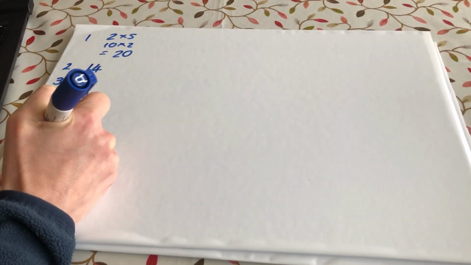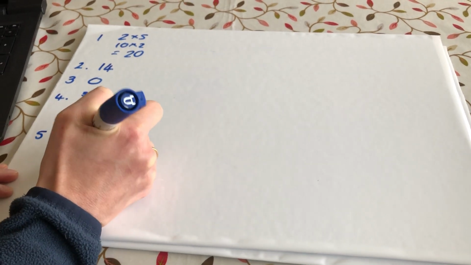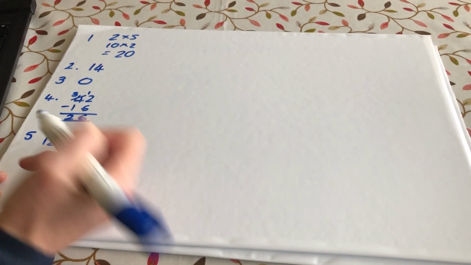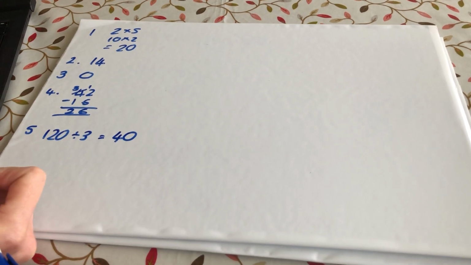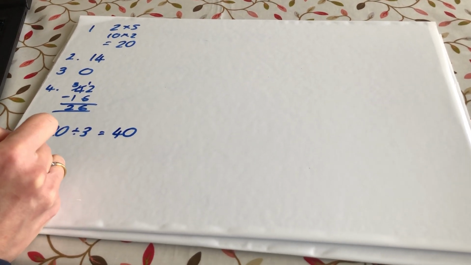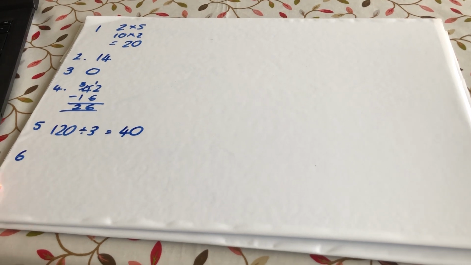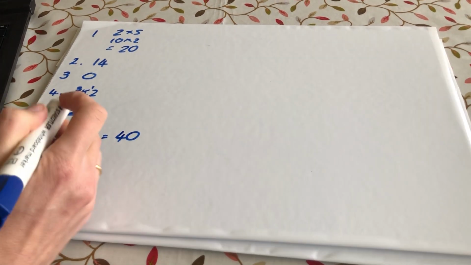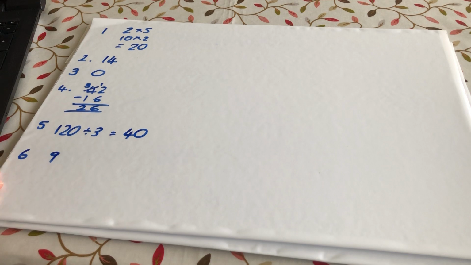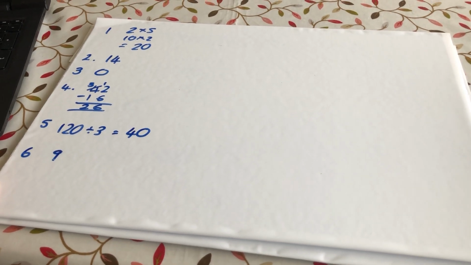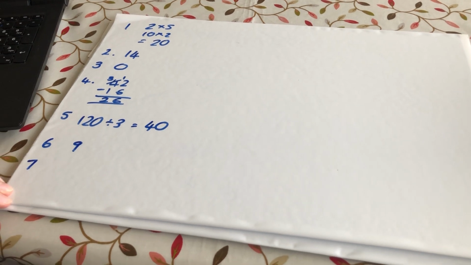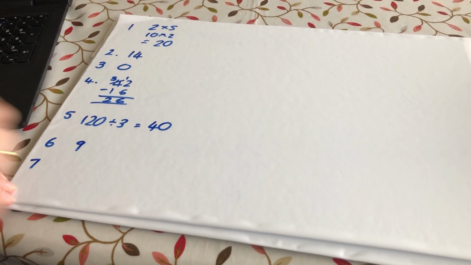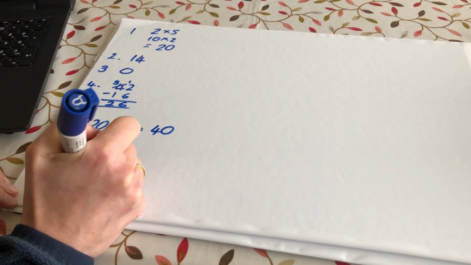Question 5. 120 divided by 3. Cover my 0 over, 12 divided by 3 equals 4, and place my 0 back on again. Question 6. 63 equals something multiplied by 7. 9 times 7 equals 63. Question 7. 65 divided by 1. Any number divided by 1 is itself, giving me the answer 65.